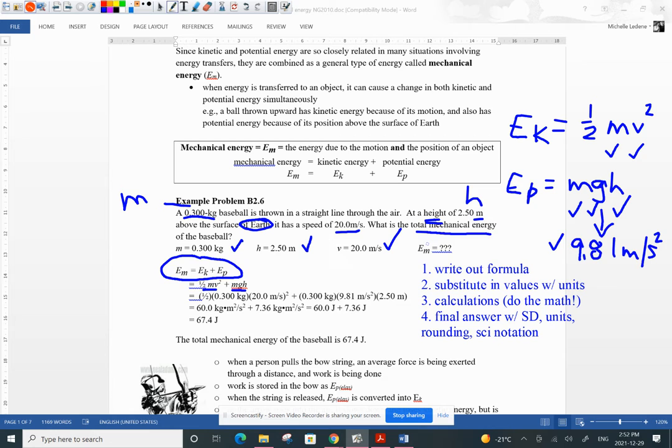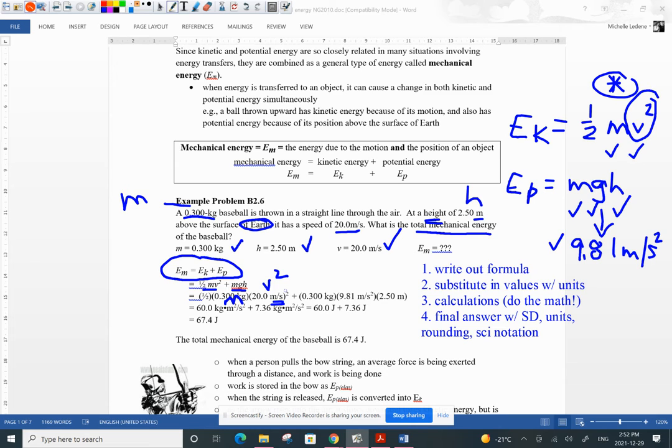This is a plug and chug. So I've got 1/2 times the mass of the baseball, 0.300 kilograms, times the speed. Remember, guys, this is kinetic energy. It's so important to remember that it's v squared. So don't forget to square that on your calculator.